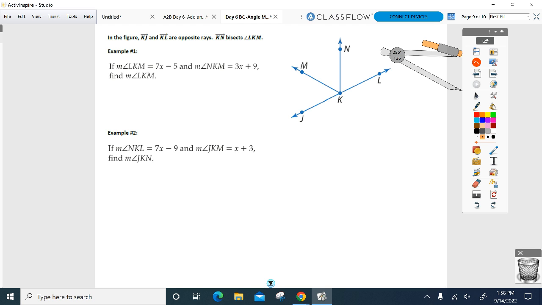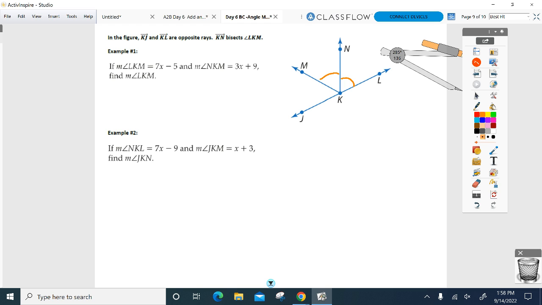Where? Name the angles you put them on. NKL and NKM. There you go. Those two angles are congruent. Definition of a bisector. Everyone see why it's those two? All right, you ready for the algebra part now? Now let's go to example 1. LKM. Find that angle right now.